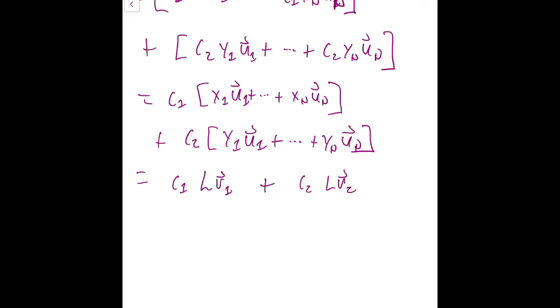Okay, so that proves that this is linear because L applied to c1 v1 plus c2 v2 is equal to c1 L v1 plus c2 L v2. In other words, that proves it's linear.